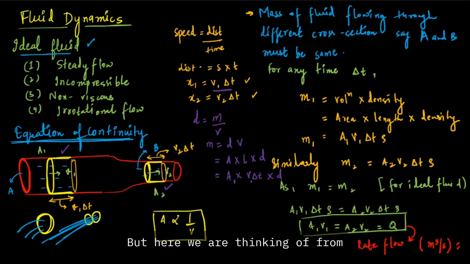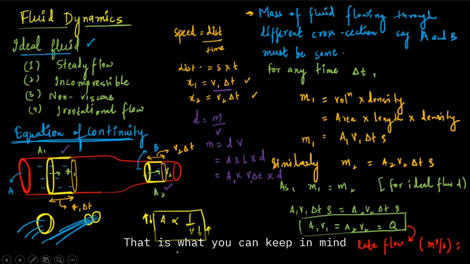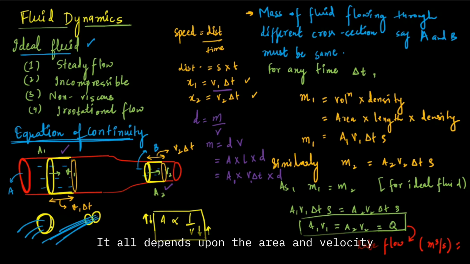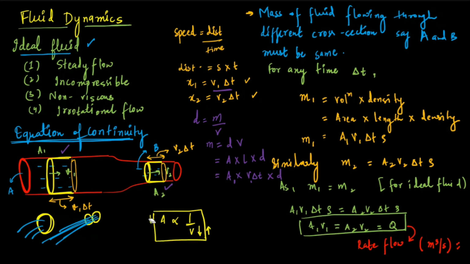But here we are thinking from the area point of view. So we'll simply say, if area is more, velocity is going to be less. If area is less, velocity is going to be more. That's all. That is what you can keep in mind. It all depends upon the area and velocity, as they both are inversely related. That is what you have to keep in mind.